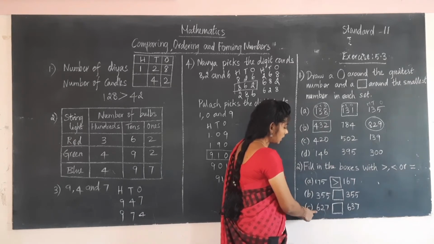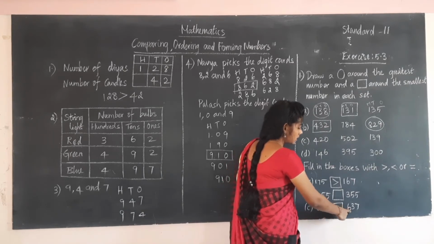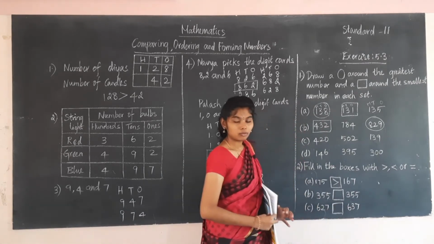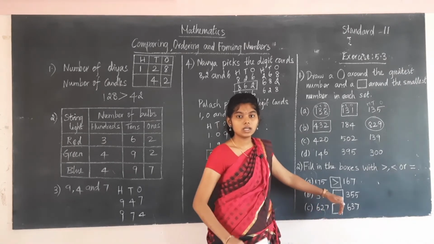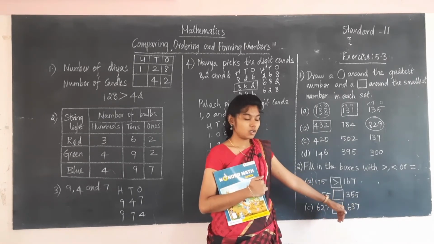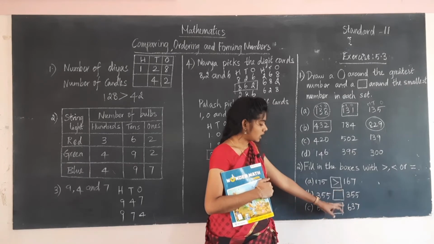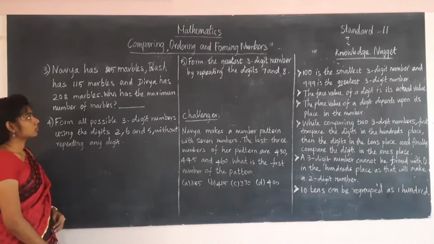And here 627, 637. So you have to check first the hundreds, then the tens, then the ones. So you are going to do these sums as your homework sum.